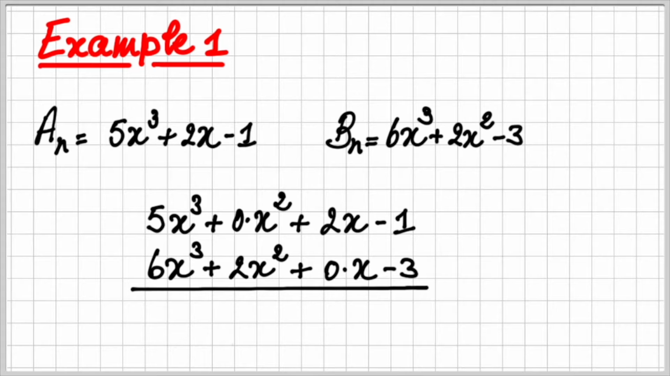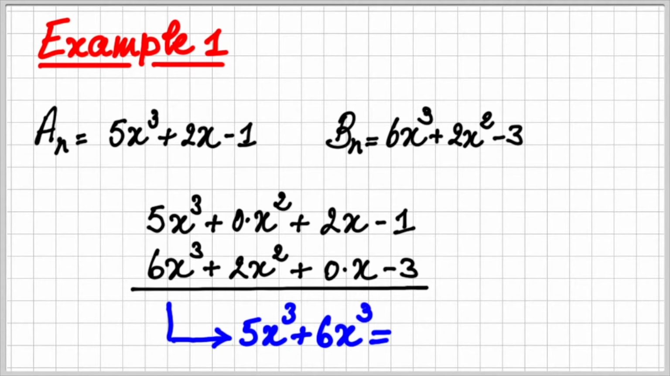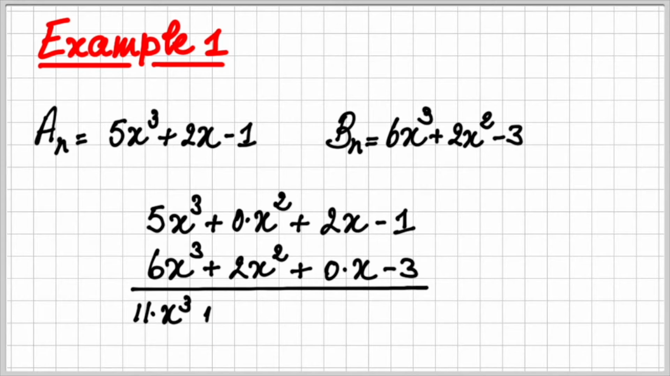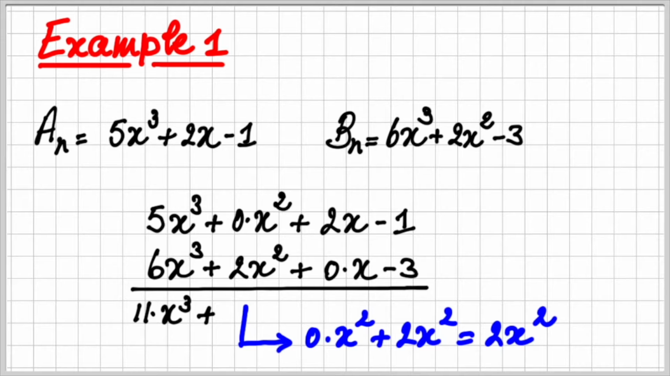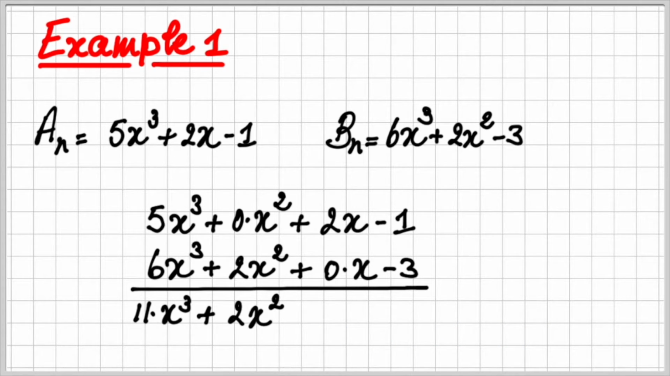Now we look at the different parameters. First we look at 5x to the third plus 6x to the third. We add those two terms. And basically it means that we add 5 and 6 and we find 11x to the third. So we write 11x to the third and we do the same for the second terms, right? The terms here to the square. We find 0x to the square plus 2x to the square, which gives us 2x to the square, and we add it again to the equation.